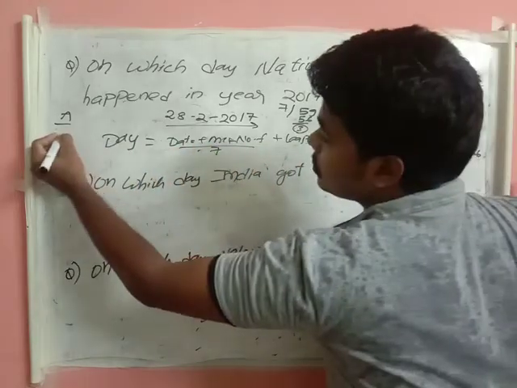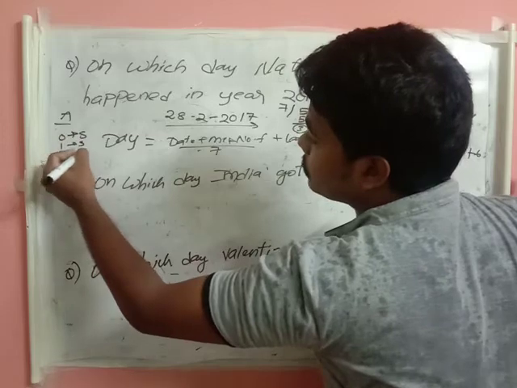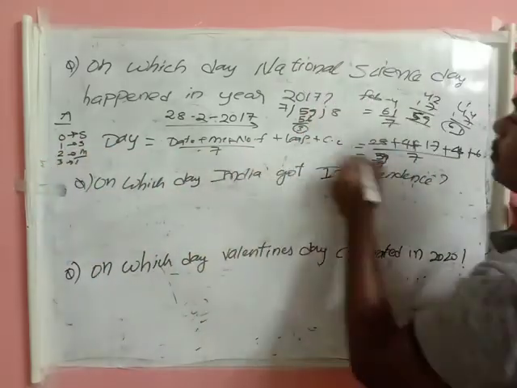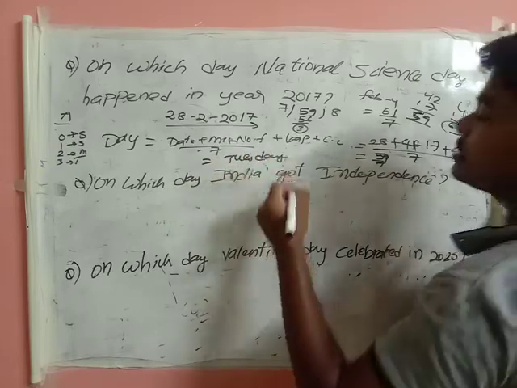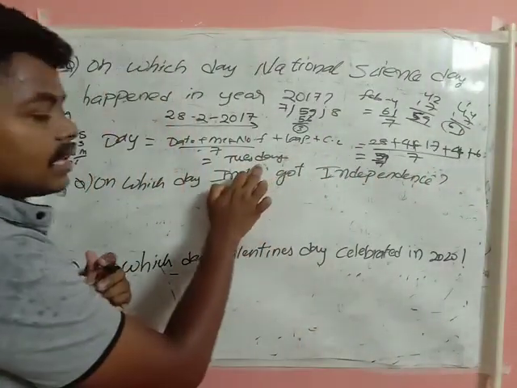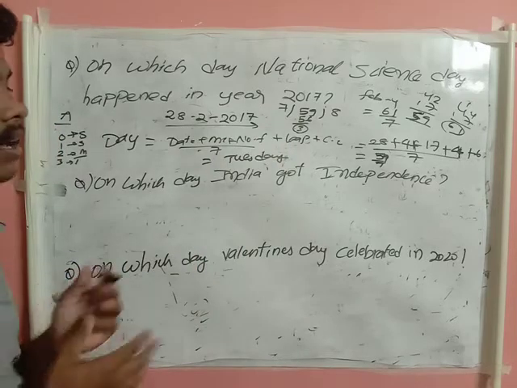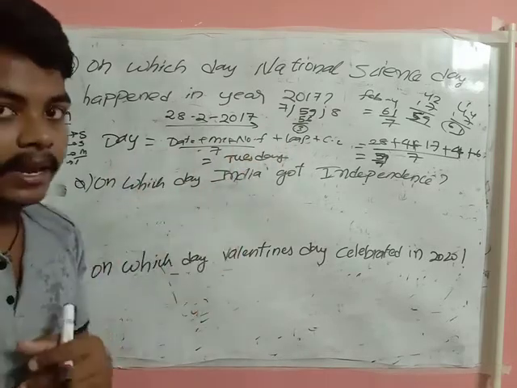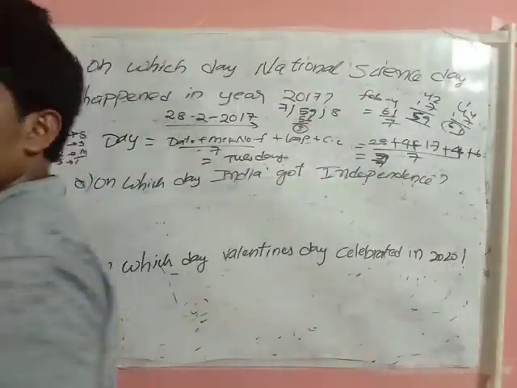So 0 is for Saturday, 1 is for Sunday, 2 is for Monday, 3 is for Tuesday. So this is Tuesday, which means we celebrated National Science Day on Tuesday in the year 2017. You can check it in the calendar. So what is the day on 28th February 2017?